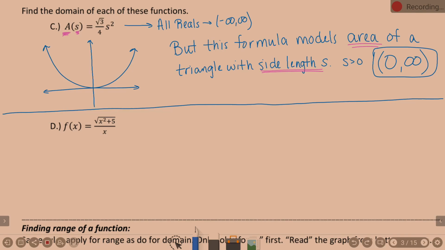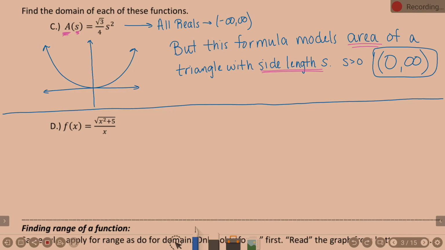The formula itself is obviously all real numbers. Okay, I think I got you guys to believe that. Okay, knowing it's a parabola. And this is where also using your knowledge of what the graph looks like is helpful. And if you graph this, you're going to get a parabola. Questions on that one? Okay, one more domain, and then we've got to talk about range real quick.